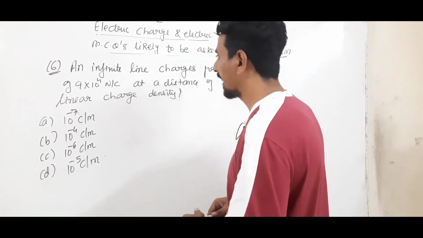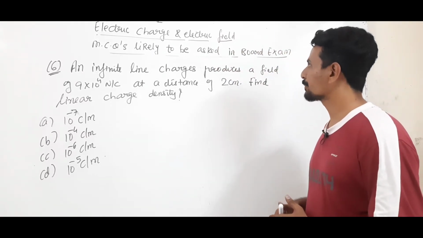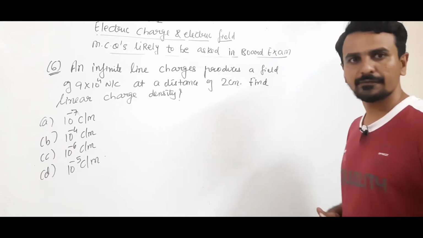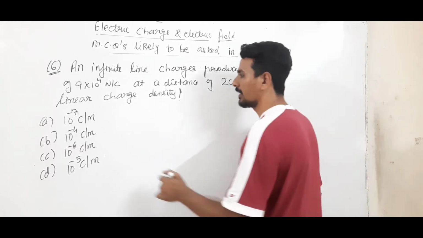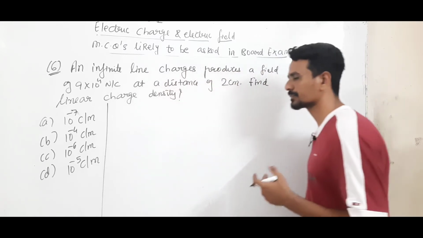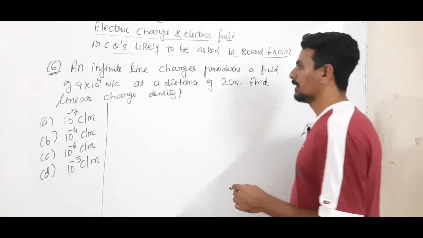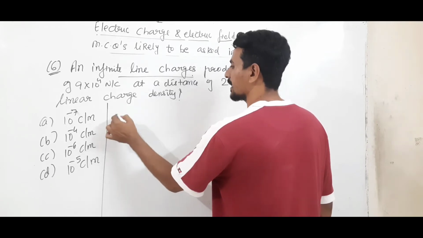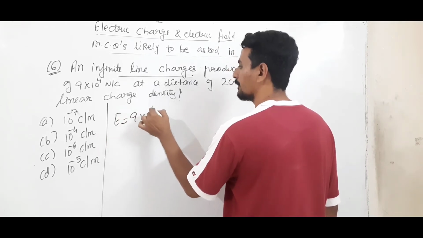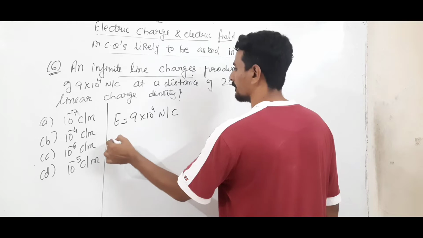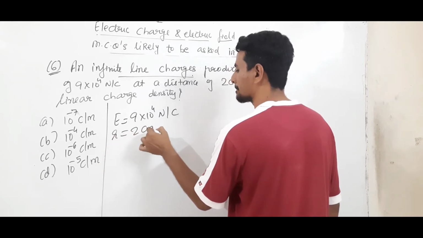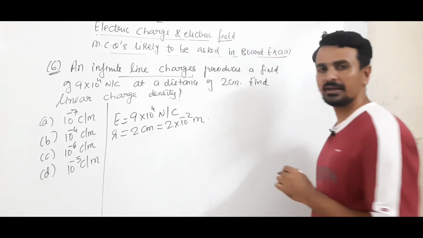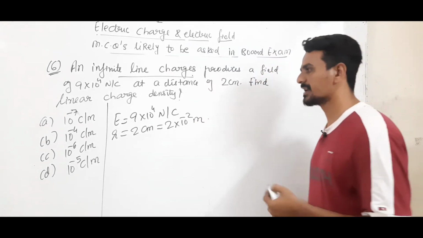Okay, the next one. An infinite line charge produces a field of 9 into 10 raised to 4 at a distance of 2 centimeter. Again, this is your unsolved question of your exercise. 2 centimeters is 2 into 10 raised to minus 2 meter. Find linear charge density, that is lambda.